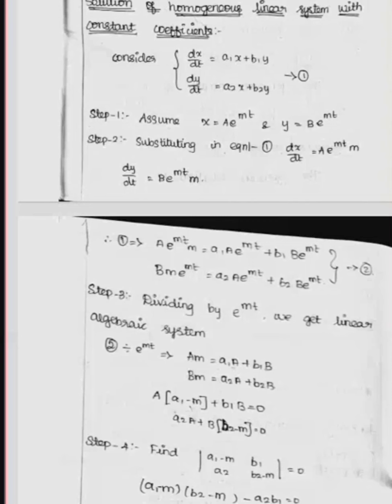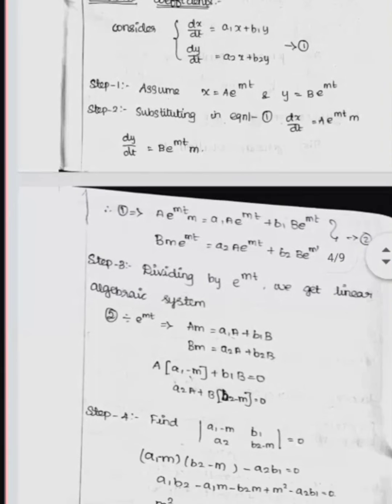And similarly, B1, the coefficient of B, is what? B1 and B2 minus M. That is substituted in the second column. Now you take the determinant for that value and equate it to 0. You have to cross multiply that. That is A1 minus M into B2 minus M, minus A2 into B1, which is equal to 0.